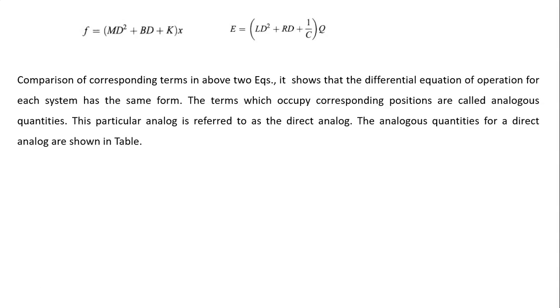The analogous quantities for a direct analog are shown in table. Now from these two equations, if you will compare MD square and LD square, therefore you can say that M is equal to L. If you will compare this BD and RD, you can say that B is equal to R. If you will compare this K and 1 upon C, therefore you can say that K is equal to 1 upon C. F is equal to E and X is equal to Q. Therefore, same things has been written in this table.